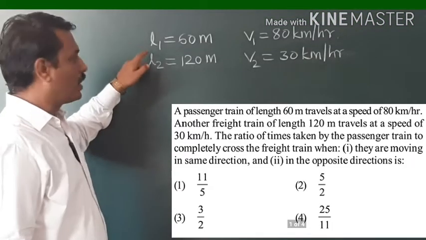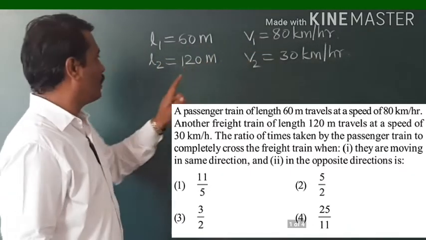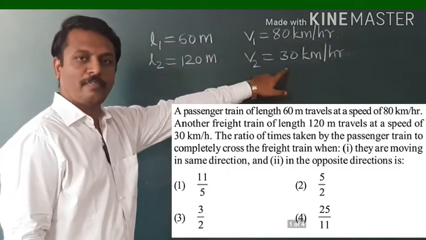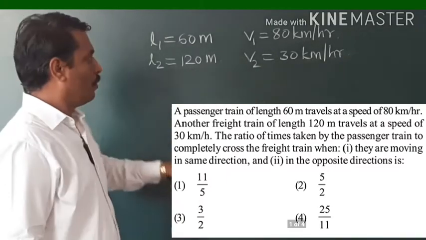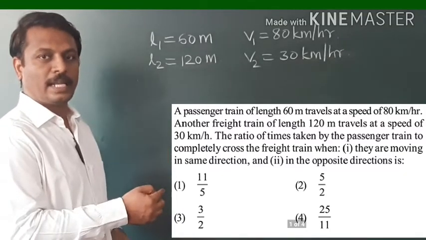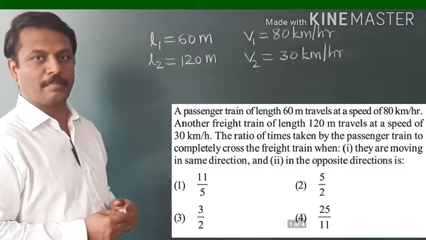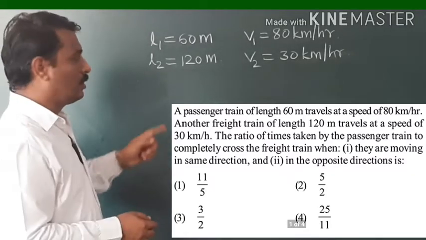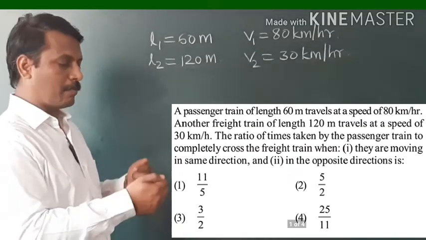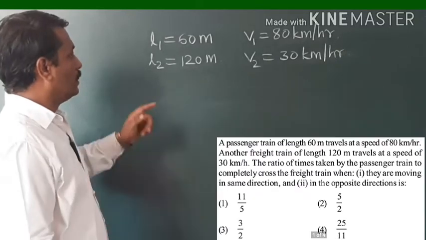In this problem, two trains are given. One is 60 meter length and it is moving with a speed of 80 km per hour. Second one is 120 meter length and it is moving with a speed of 30 km per hour. We have to find T1 by T2. Where T1 is time taken to cross each other and both are moving in the same direction. And T2 is time taken by the two trains to cross each other when they are moving in the opposite direction. Okay? Yes.